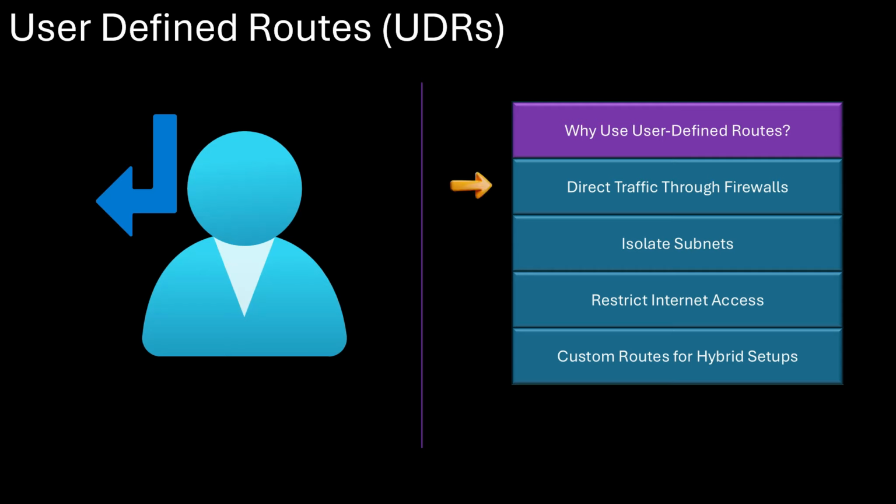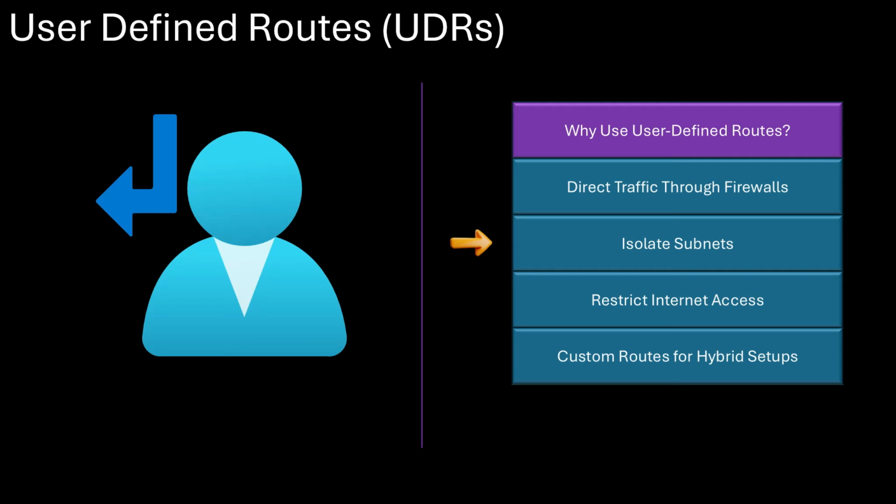Using UDR, you can direct traffic through firewalls. In most implementations, you need all outbound internet traffic inspected. With UDR, you can route that traffic through an Azure Firewall or another network virtual appliance. This ensures no data sneaks out uninspected.